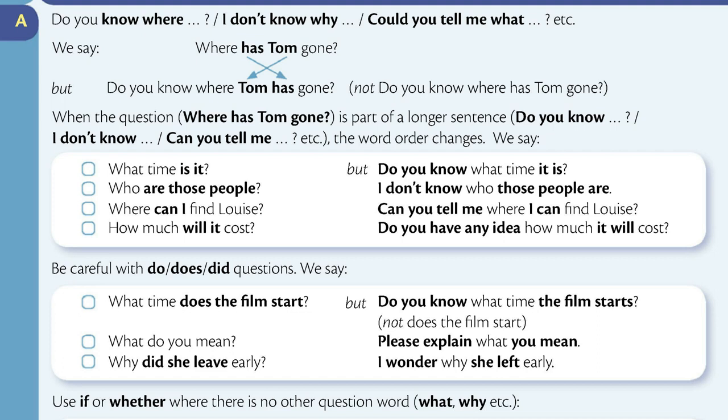How much will it cost? But Do you have any idea how much it will cost? Be careful with do, does, did questions. We say, what time does the film start? But Do you know what time the film starts? What do you mean? But Please explain what you mean. Why did she leave early? But I wonder why she left early.